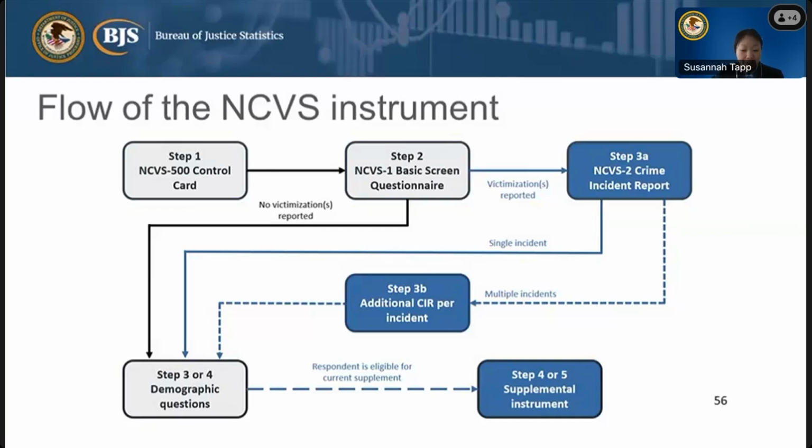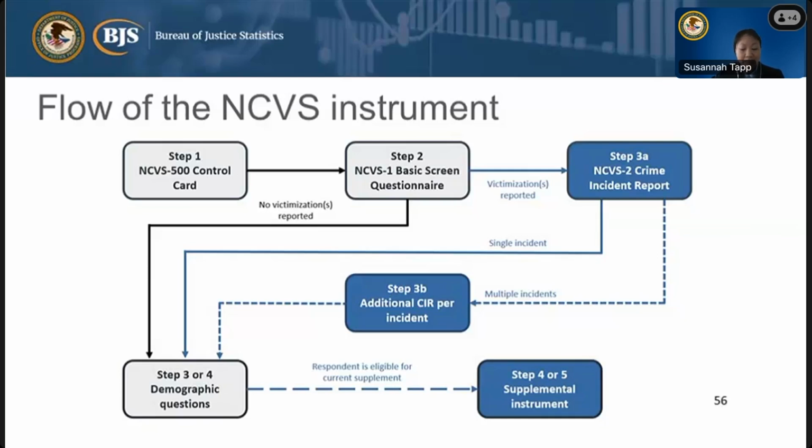If a crime incident is reported, they then move to the Crime Incident Report, or CIR, and this is used to gather detailed information about incidents reported. The CIR is attribute or incident based, and questions are focused on details regarding the criminal incident. For example, what time did the incident happen? One CIR is completed for each crime incident that is reported.